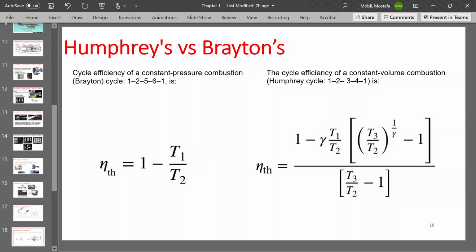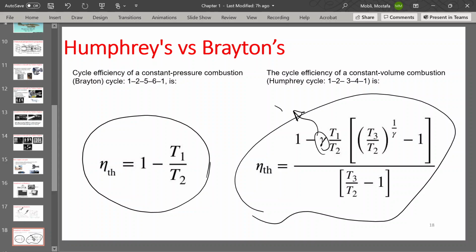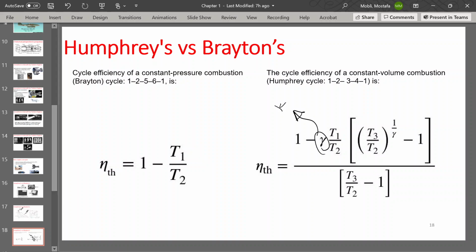So the efficiency of a Brayton cycle, this is a cold air standard cycle, is calculated by this formula, but the efficiency of a Humphrey cycle is calculated based on this formula. Keep in mind that this gamma is actually k from the previous discussion, the ratio of specific heats for air, which we usually assume is 1.4. Any questions so far?